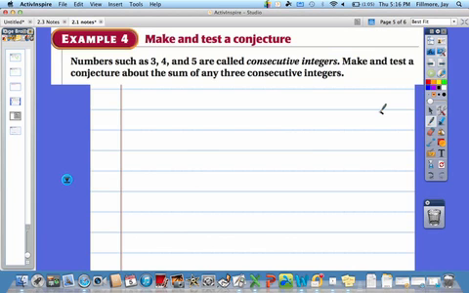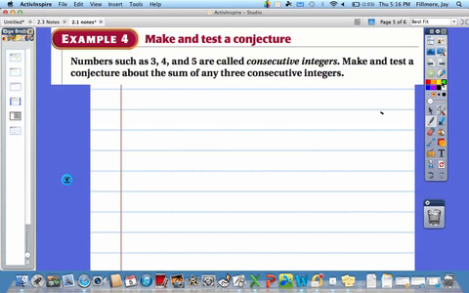All right, for this example, we're looking at making and testing a conjecture. So we're looking at some numbers. The directions say numbers such as 3, 4, and 5 are called consecutive integers, meaning they appear one right after the other, and they're integers, so they're positive or negative whole numbers. Make and test a conjecture about the sum of any 3 consecutive integers.